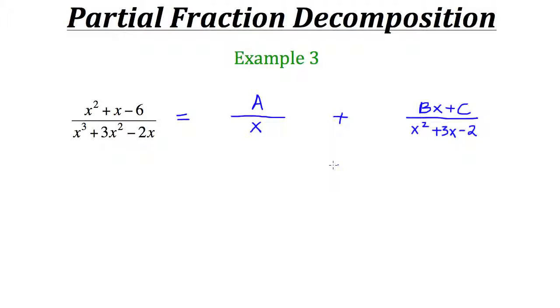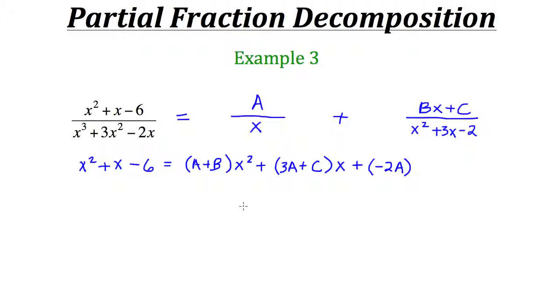And if you do your algebra correctly, you'll end up with x squared plus x minus 6 equals (a plus b) times x squared plus (3a plus c) times x plus negative 2a. Which means that the system you'd use to solve for your variables is a plus b equals 1, and 3a plus c equals 1, and negative 2a equals negative 6.